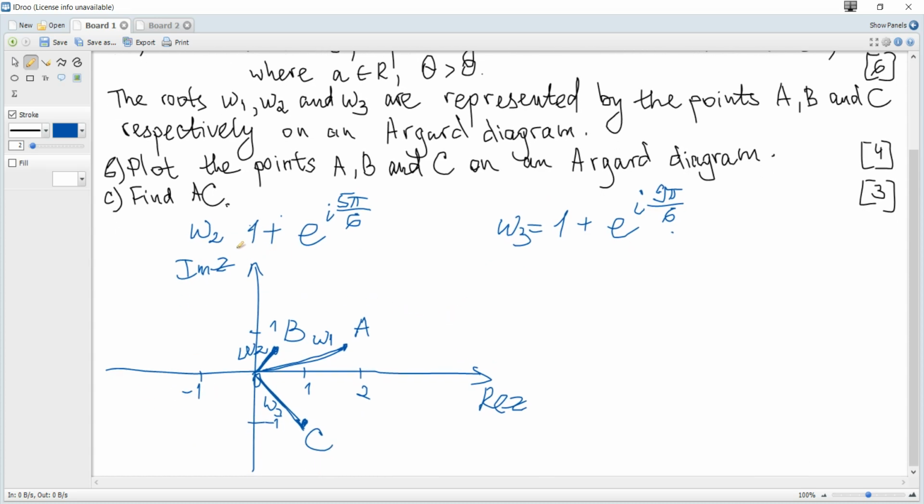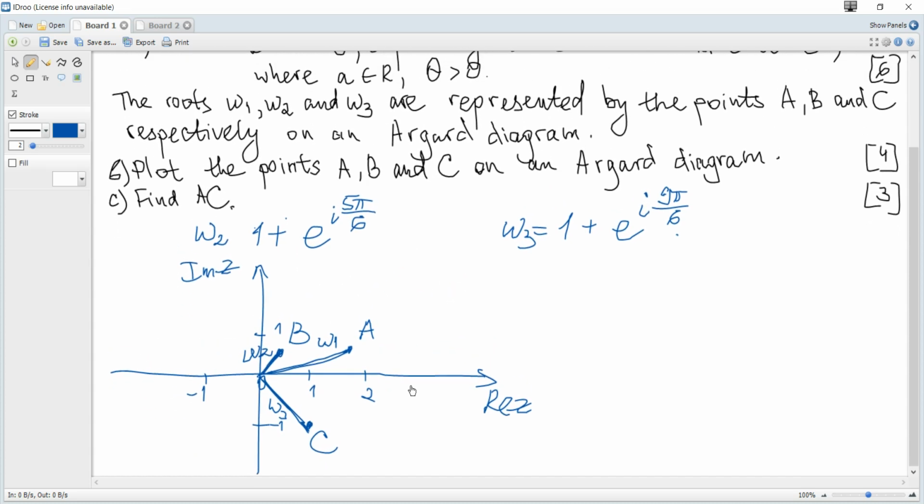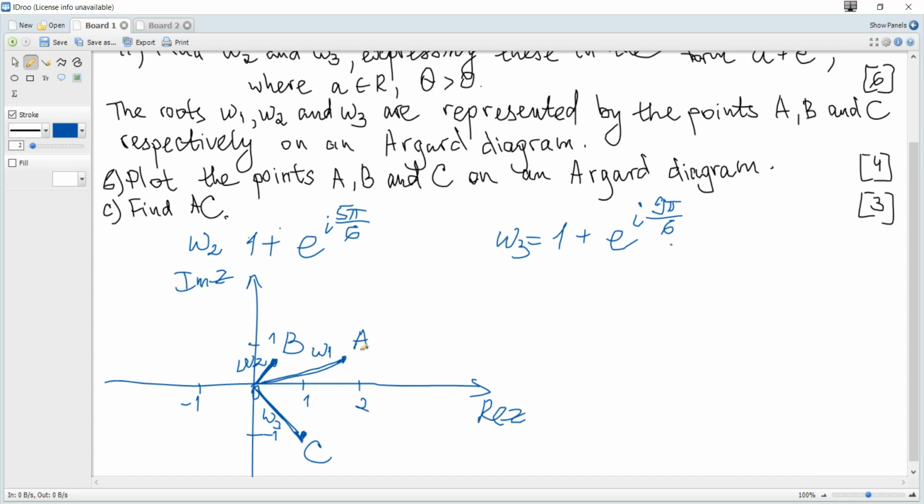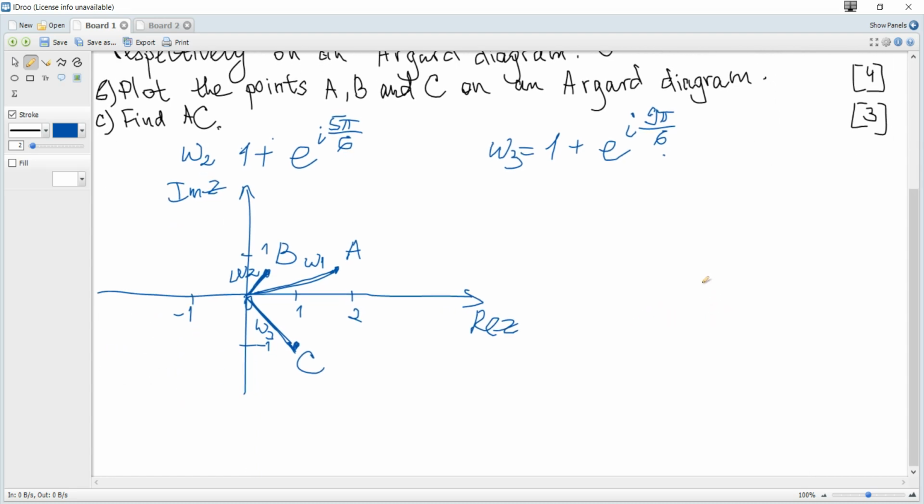And the next question, find AC. So we need the distance AC. In general, we know coordinates of A and C, and we can apply the formula for distance between two points, or we can calculate distances OA, OC. Angles can also be found, but it looks very complicated, especially if you notice that there are only three marks, and also it's a problem without a calculator, and it means that it's assumed that there must be another way which will be simpler.